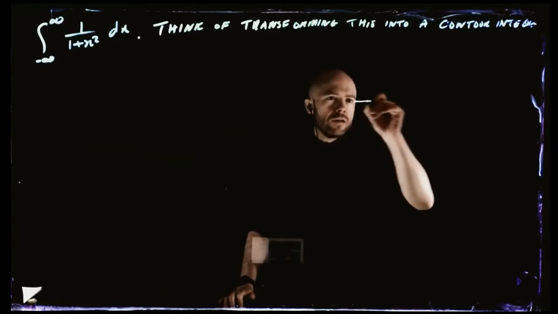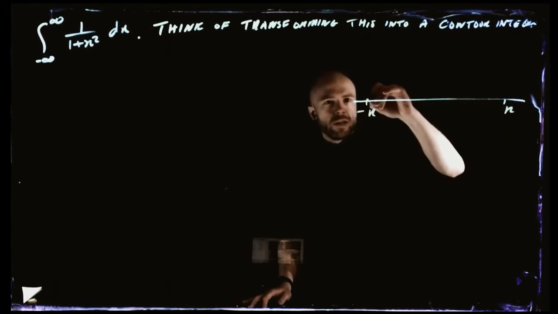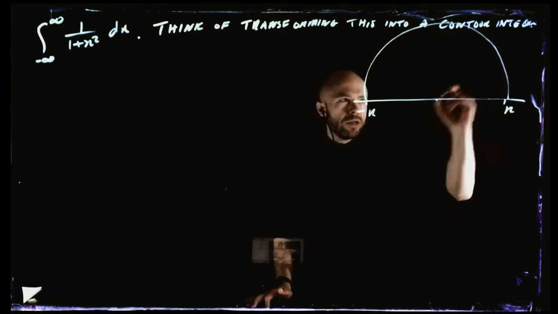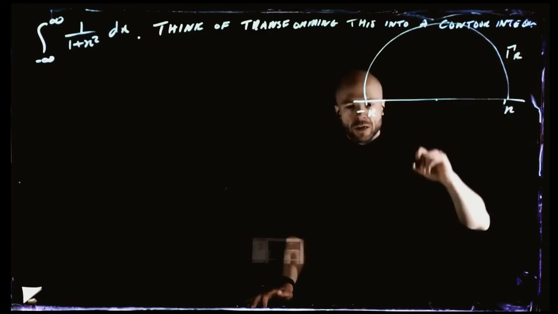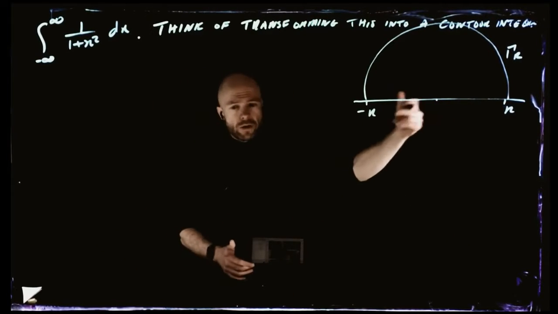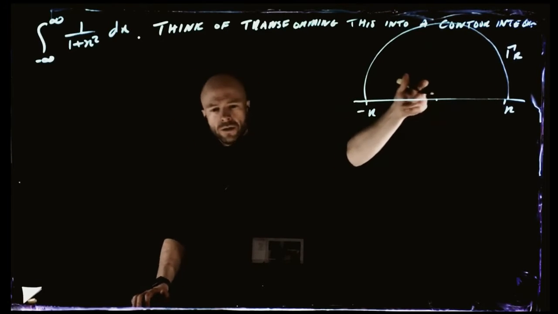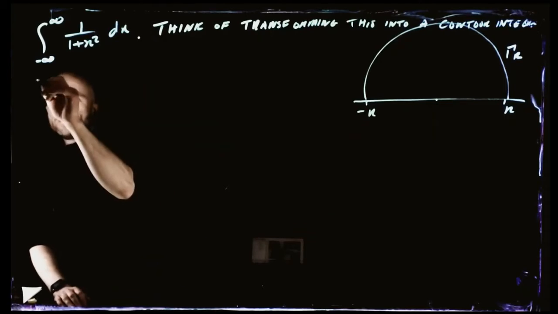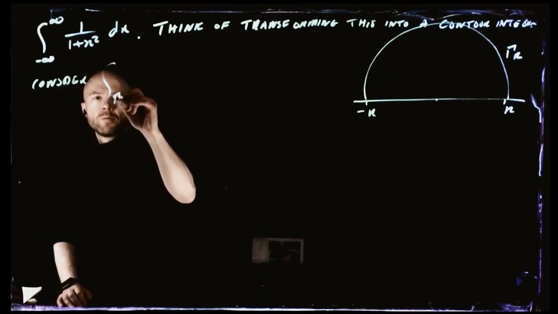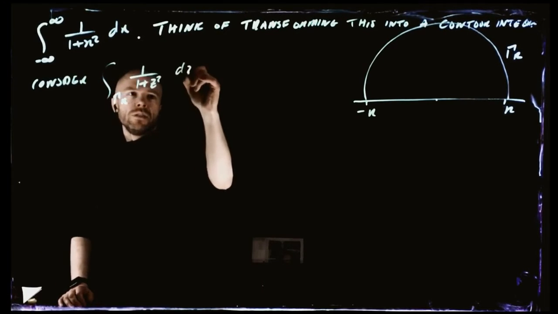And we're going to create a contour like this. So we're going to have minus r to r, and we're going to create a semicircle like this. That's the contour we're going to do, and that's called gamma of r. I hope gamma of r is clear, and I don't have to explicitly define it. It's just this semicircle centered on 0. So consider the contour integral over gamma of r of 1 over 1 plus z squared dz.